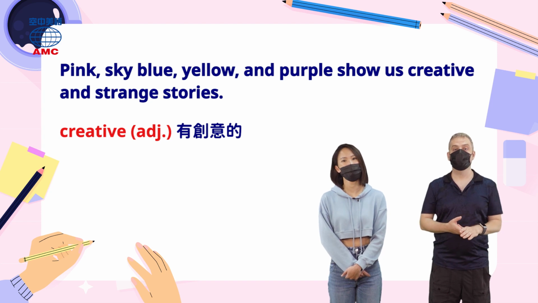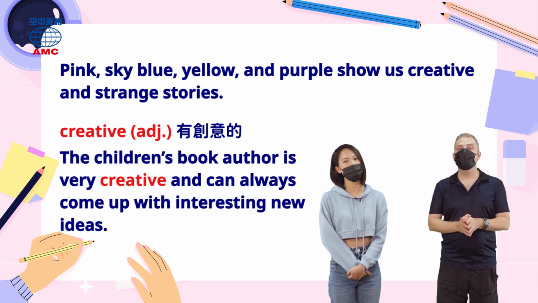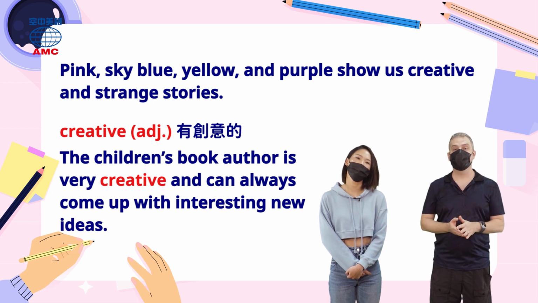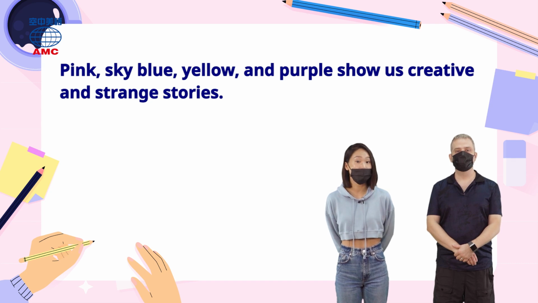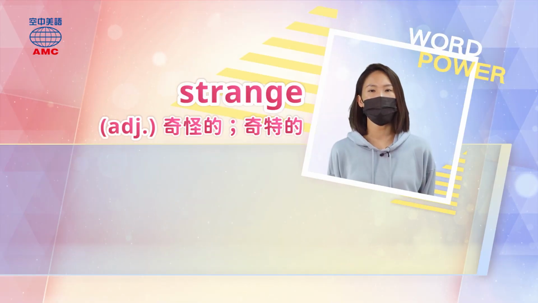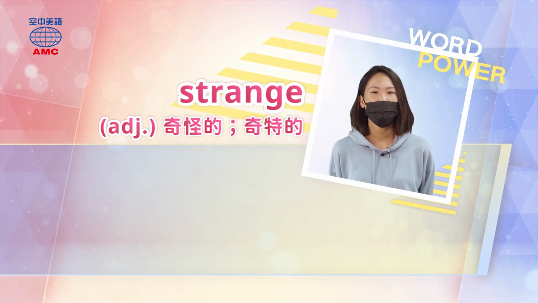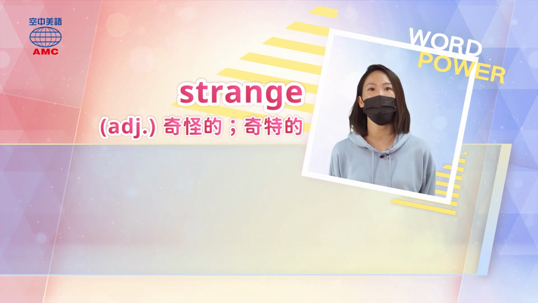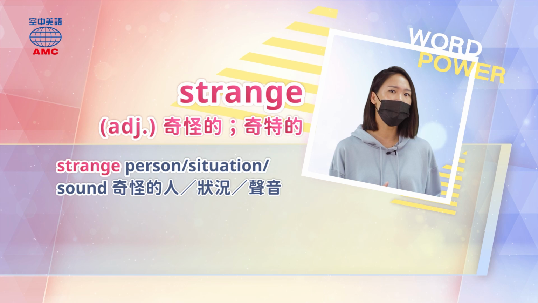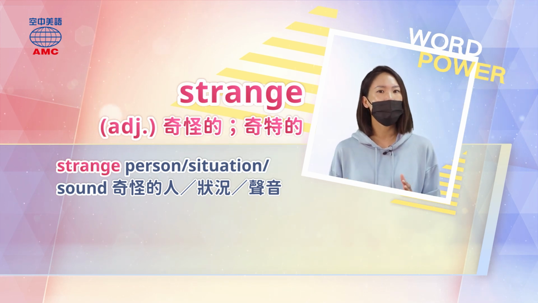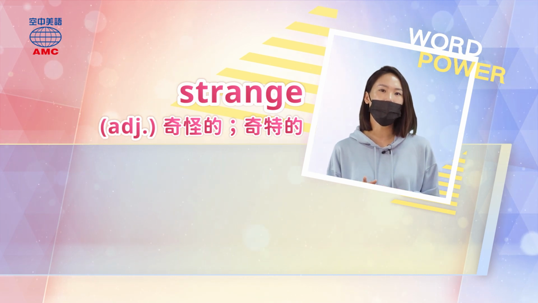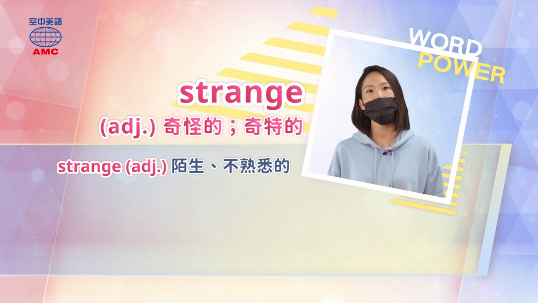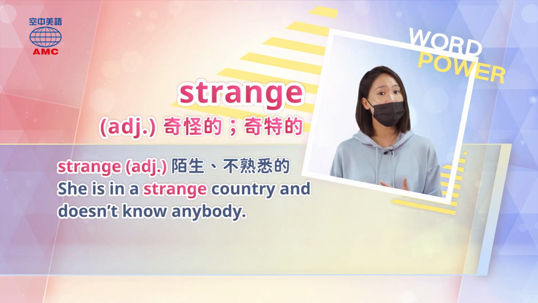Right. Here's another sentence for the use creative. The children's book author is very creative and can always come up with interesting new ideas. 那这个句子当中，除了 creative 这个形容词之外，还有一个字也非常重要，就是 strange。什么意思呢？我们来看一下吧。Strange 这个形容词代表奇怪的、奇特的。好，那它可以用来形容人事物都是可以的，像是 a strange person 奇怪的人，a strange situation 奇怪的状况，或者是 a strange sound 奇怪的声音。它是一个非常实用的字。那还有它可以解释为陌生不熟悉的，像是呢我们可以说 She is in a strange country and doesn't know anybody.